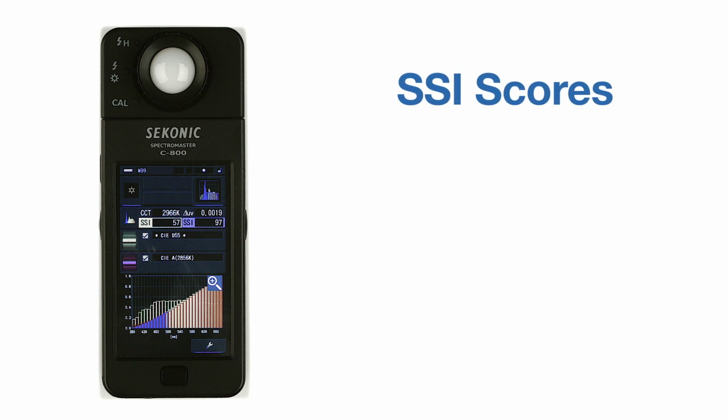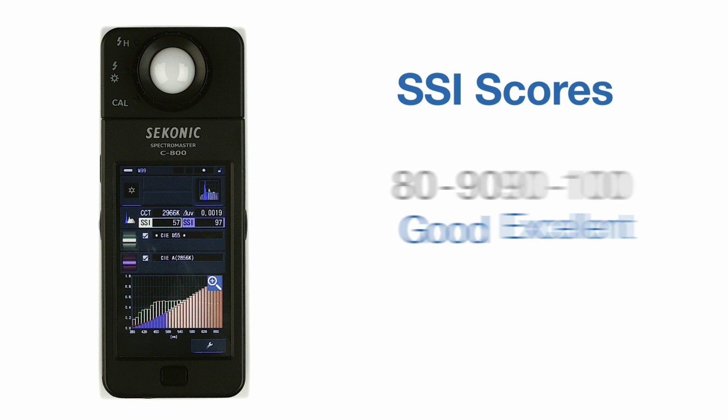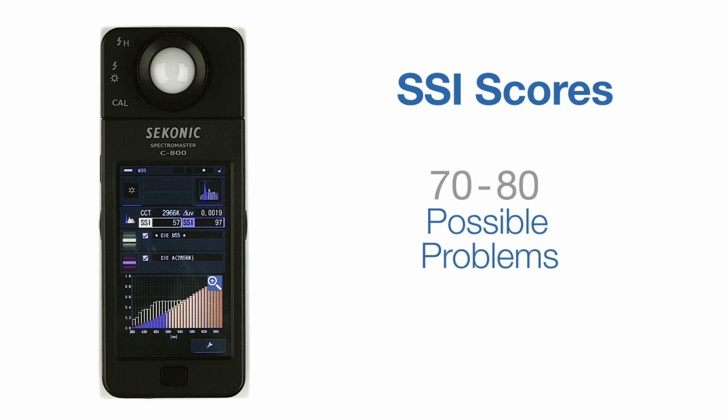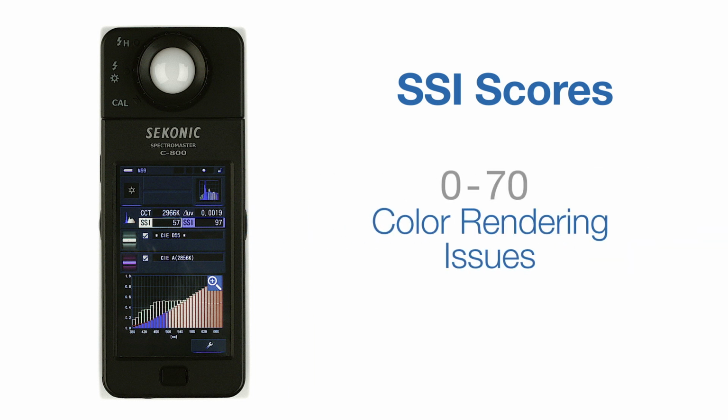SSI is scored from 0 to 100, with 90 to 100 being excellent, 80 to 90 being good, and 70 to 80 meaning you can have possible problems, and less than 70 means you may have color rendering issues. To learn more about SSI, we have a link in the description below.